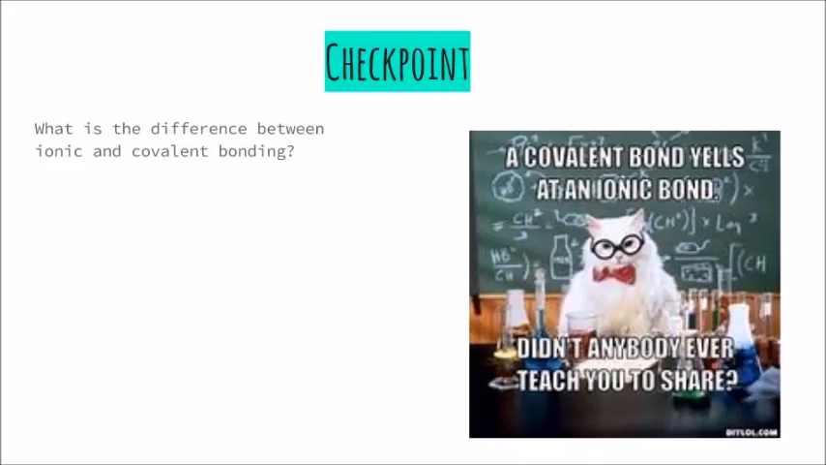Congratulations, you've made it to our checkpoint. Here's a question for you. What is the difference between ionic and covalent bonding? Remember how ionic bonds result from the electrical attraction between the cations and anions, while covalent bonding results from the sharing of electrons between two atoms.